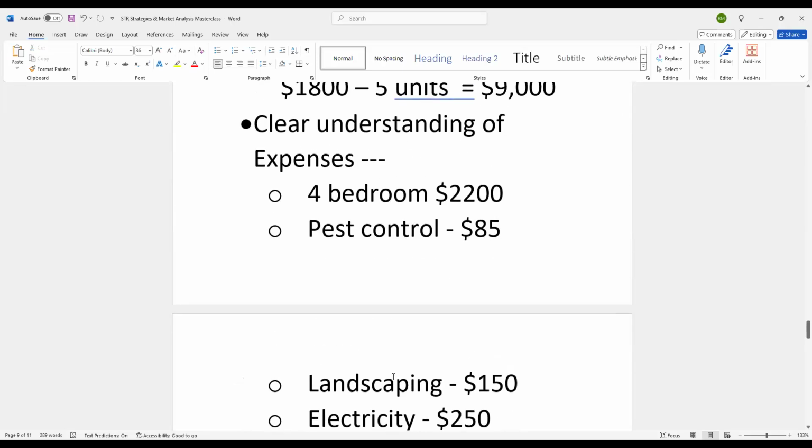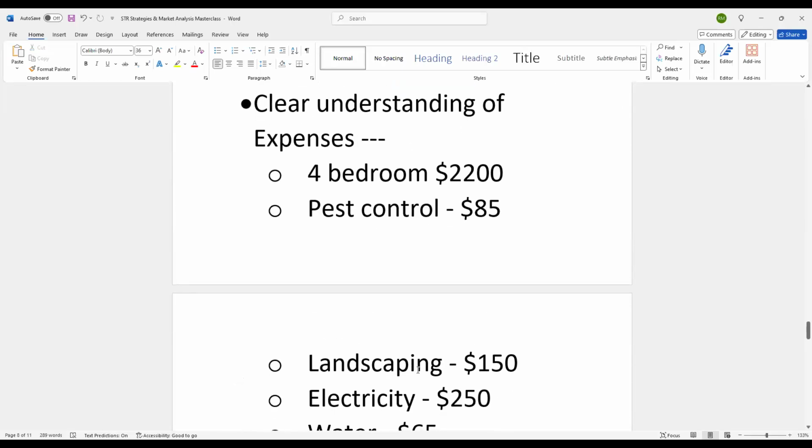Just as equally as important on acquisitions, this is the critical important part on rental arbitrage, is you want to be able to have a clear understanding of the expenses. Okay.